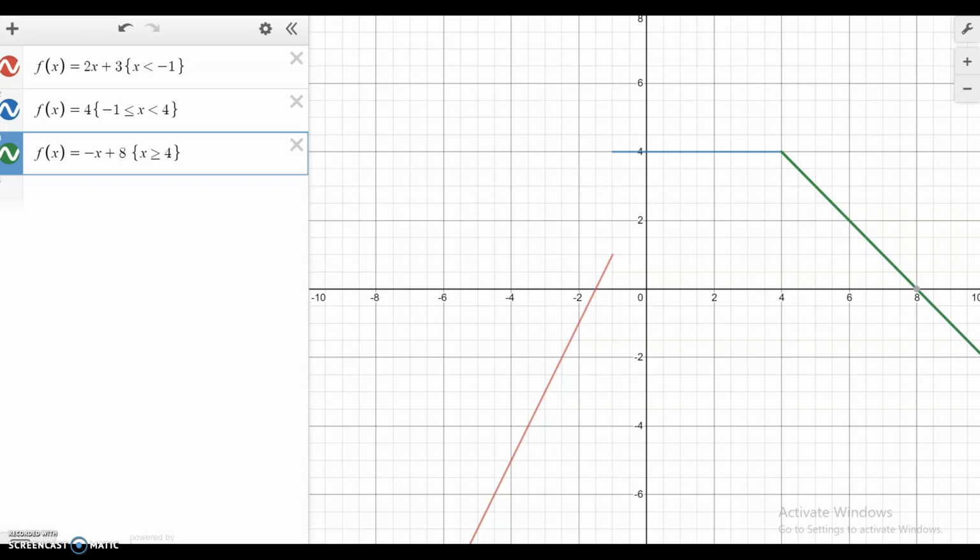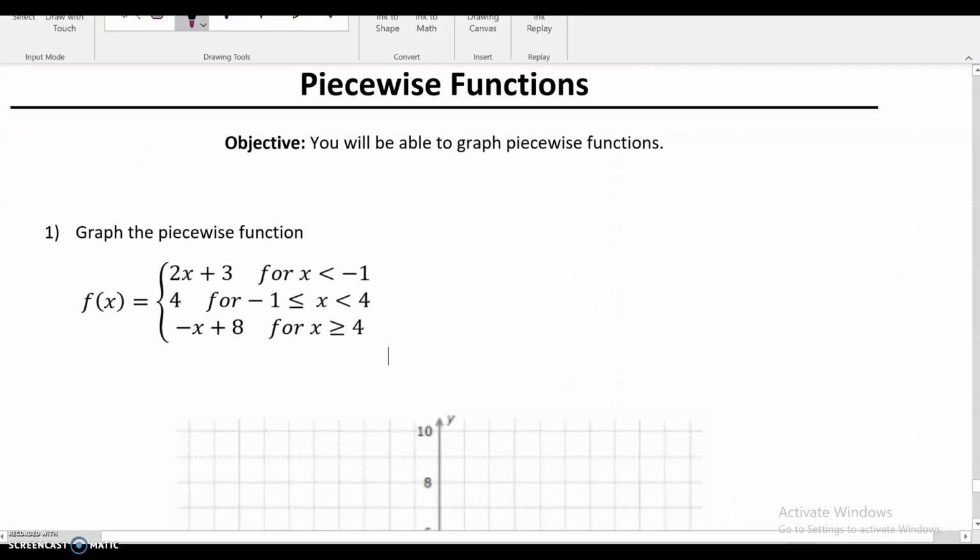Okay, and a piecewise function is when all of those functions are graphed on the same coordinate plane. They're all working together to create one, unique function looking graph. Okay, so this is a piecewise function, but the question is, how do we do that on our own without Desmos? Okay, so when you see a piecewise function, it'll look something like this.